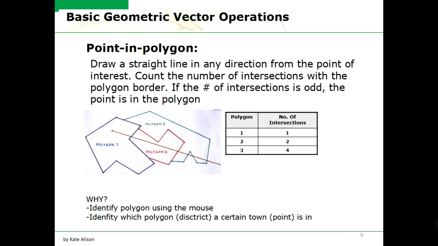So here you have polygon 1, polygon 2, and polygon 3, and you can see this in this column of this table. And here is our point. We draw a straight line, and then we count how many intersections there are. With polygon 1 there is only 1, with polygon 2 there are 2 intersections, and with polygon 3 there are 4: 1, 2, 3, and 4. And only the polygon for which the number of intersections is odd is the polygon where the point is. That is how it functions.